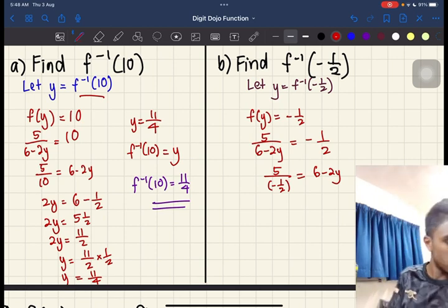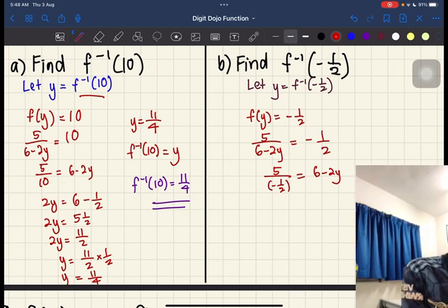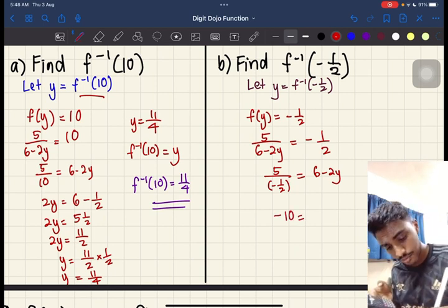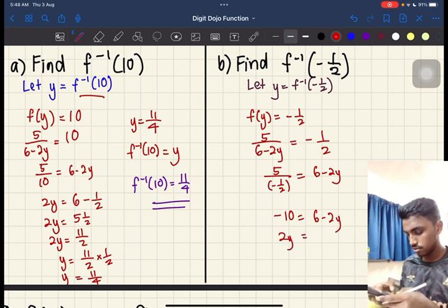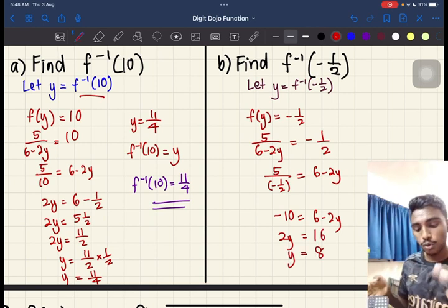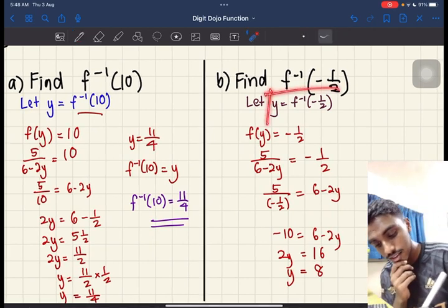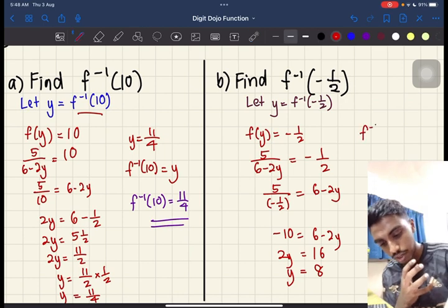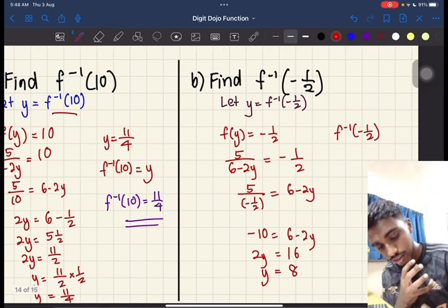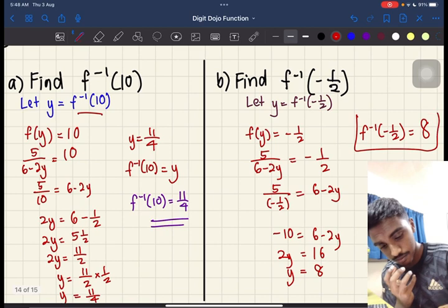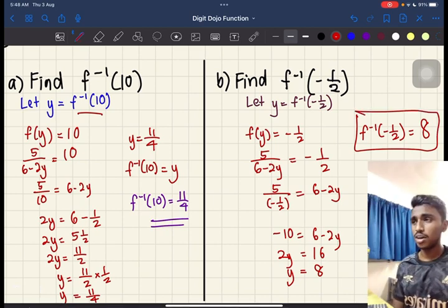5 over negative 1 over 2, let me just take my calculator, is negative 10. 6 minus 2y. So 2y is 6 plus 10, 16. Y is your 8. So if y is 8 and you know that y is the inverse function of negative 1 over 2, which means for your answer, the inverse function of negative 1 over 2 is 8. Okay, this is how you'll get the answer.